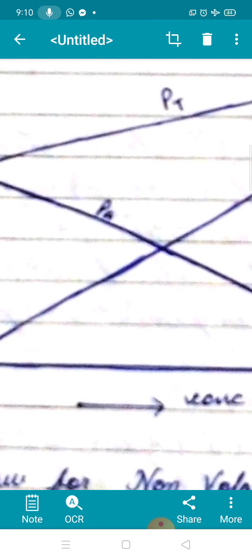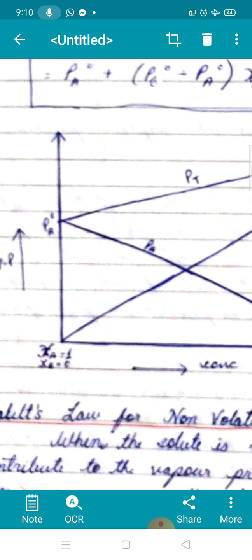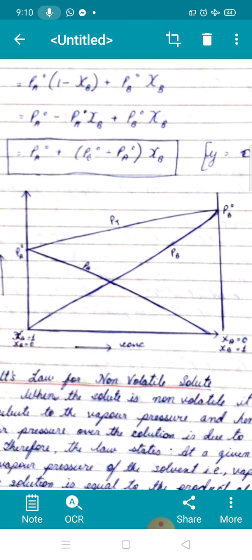That means from here to here, from one extreme to the other, chi A is decreasing and chi B is increasing. That means mole fraction of A is decreasing and mole fraction of B is increasing. Now let us try to understand this graph. You look here.